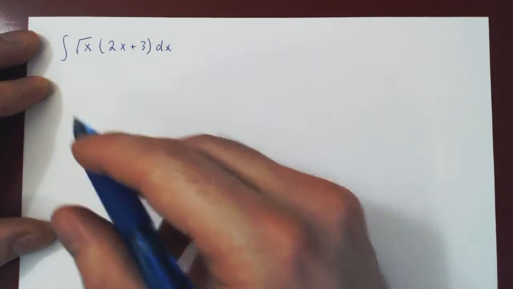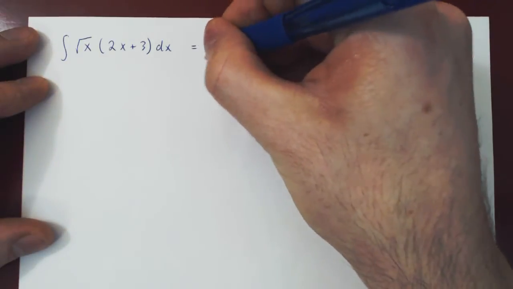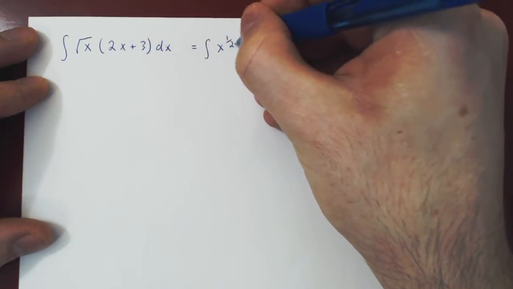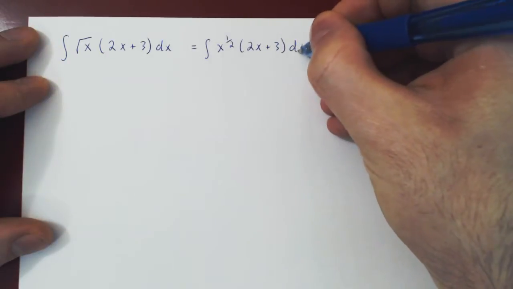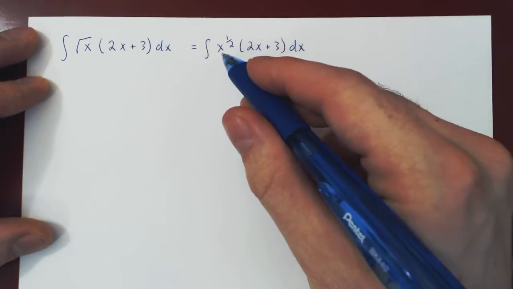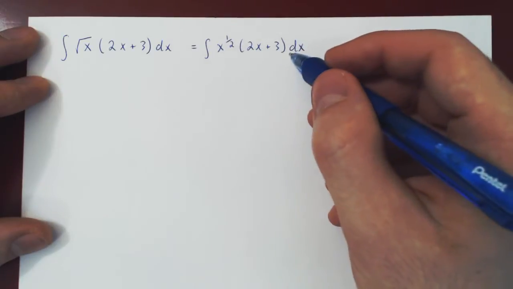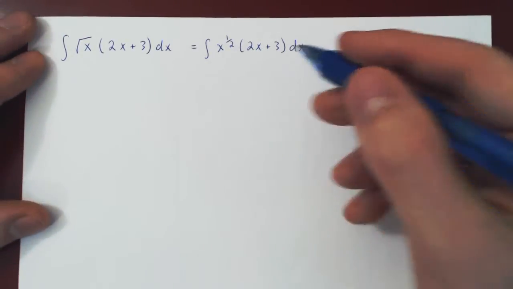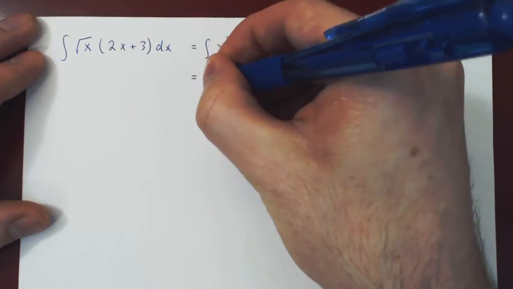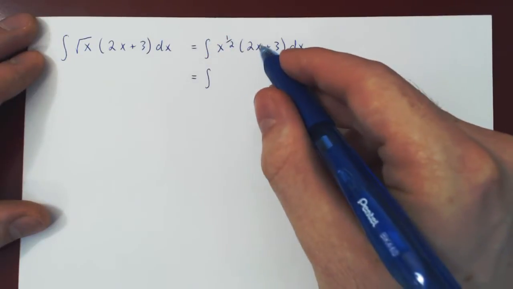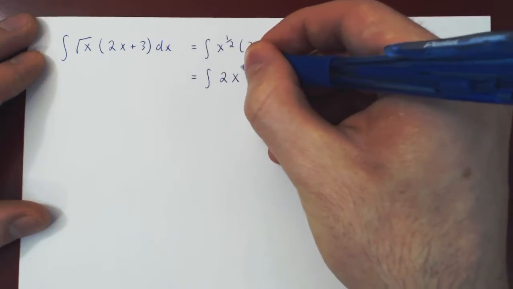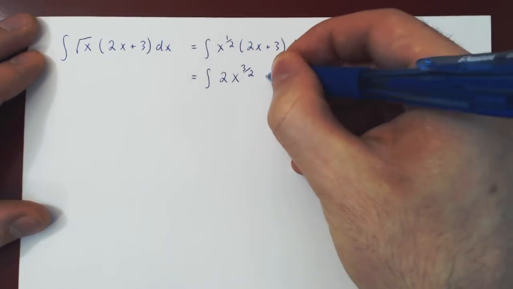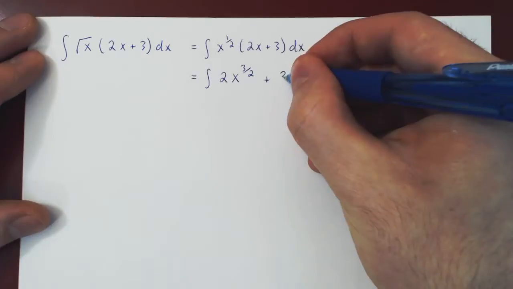Let's replace the square root of x by a power of 1/2. So x to the 1/2 times 2x plus 3. If we multiply out, we will have individual powers of x, and then we can use, quite simply, the power rule. So x to the 1/2 times x, well, 1 plus 1/2 is 3/2, so it's 2 times x to the 3/2, plus 3 times x to the 1/2.